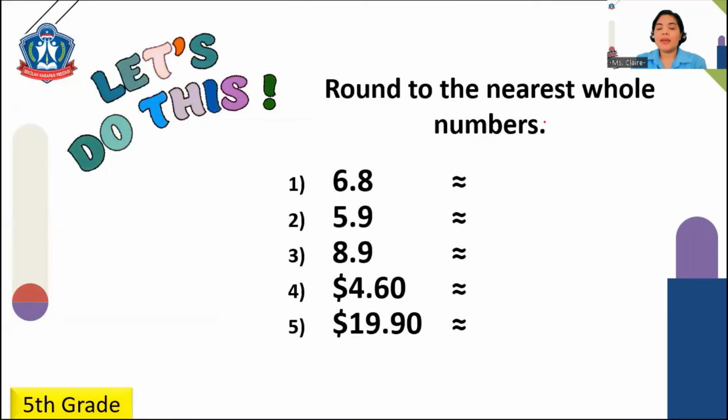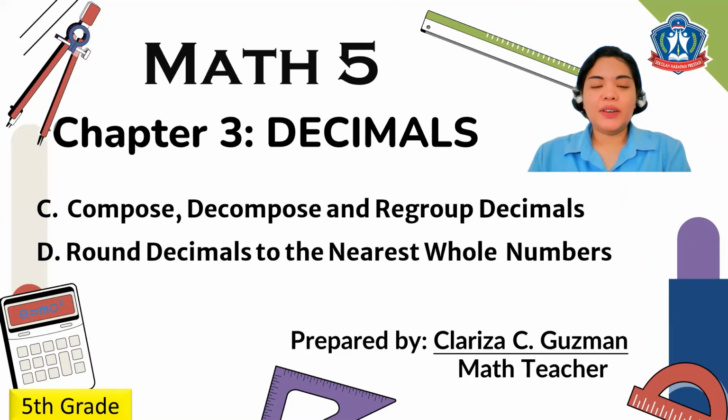Now, I have here some numbers and money. Let's try to round these numbers to the nearest whole numbers. So during our class, prepare your answers. Okay, P5 students, that's all about Lesson C, compose, decompose, and regroup decimals, and Lesson D, round decimals to the nearest whole numbers. I will discuss more about this lesson during our class.